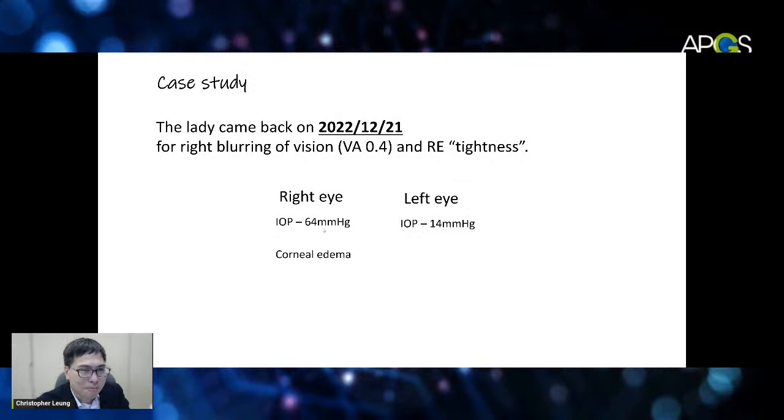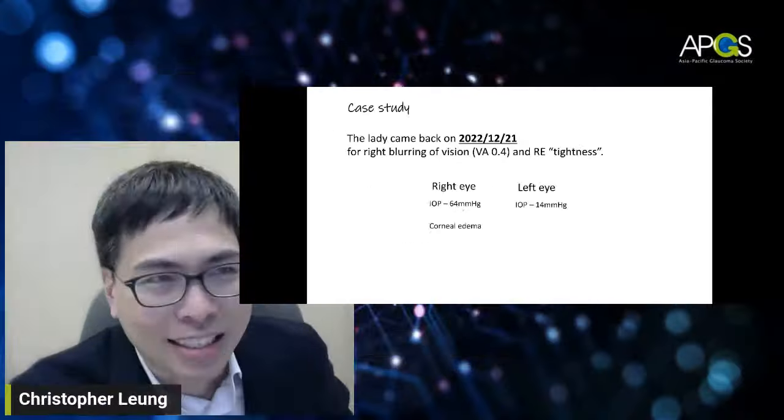She did come back just 2 months ago, and this is what we had. She had blurring of vision, VA dropped from 1.2 to 0.4, and she didn't have pain, but she complained of tightness. She noticed something was abnormal. The eye is not that red, a little bit of red, but she remembered what I told her.